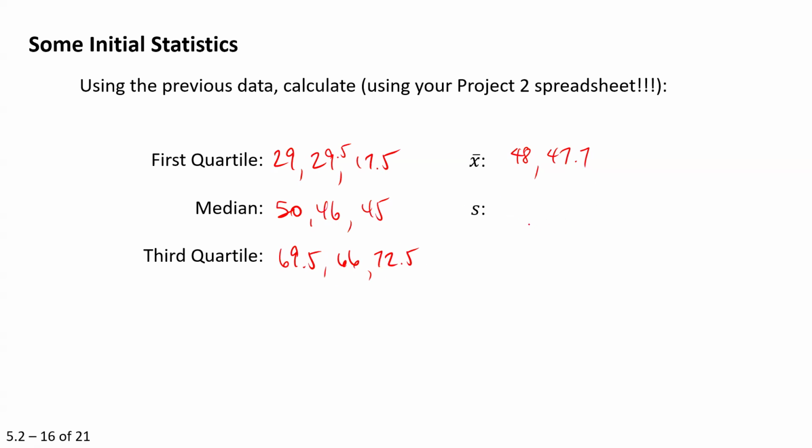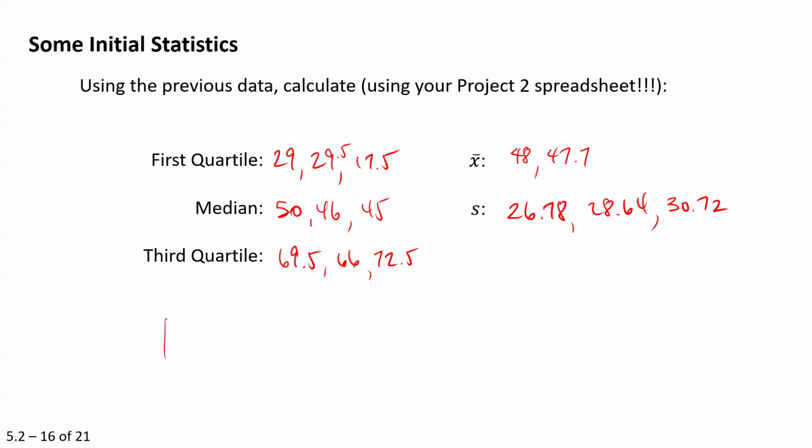How about the standard deviation? Let's just do two decimal places for this. 26.78, 28.64, 30.72. So are these things exactly the same? Nope. Are they pretty close? Yes. You can kind of see what's going on.